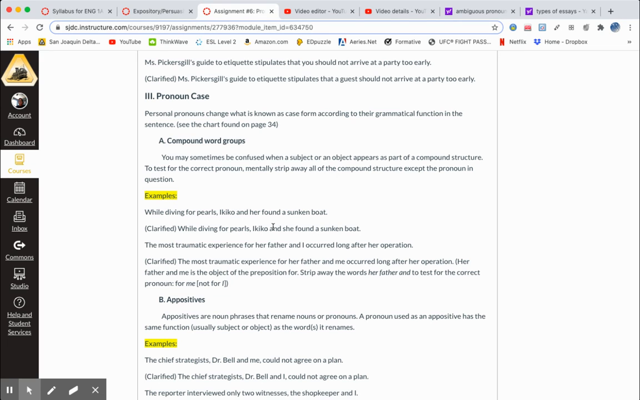Here's another example: "The most traumatic experience for her father and I occurred long after her operation." Let's clarify it: "The most traumatic experience for her father and me occurred long after her operation." Her father and me is the object of the preposition for. We see the prepositional phrase "for her father and I," and it should be "for her father and me." If you strip away the words "her father and" to test for the correct pronoun, you would come to that conclusion.